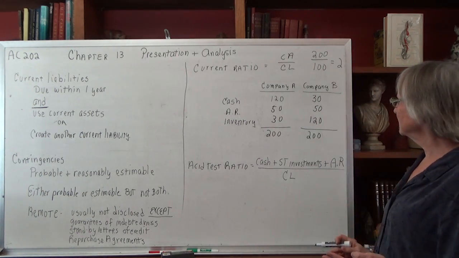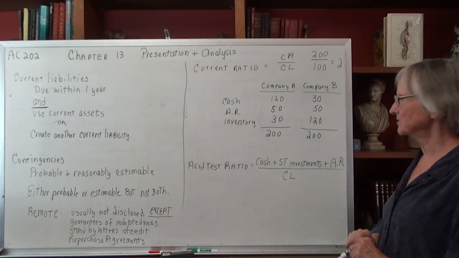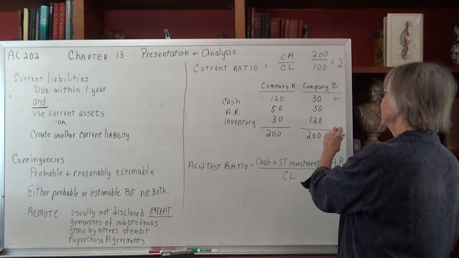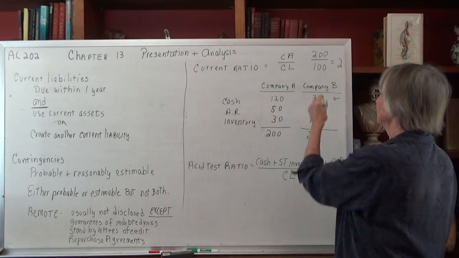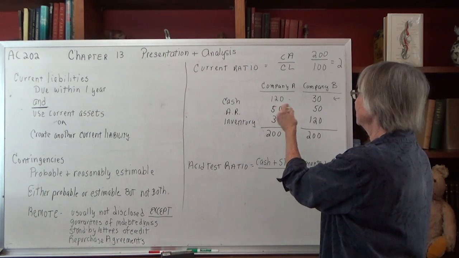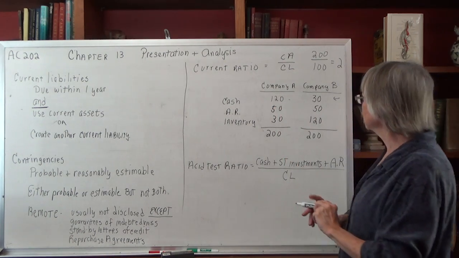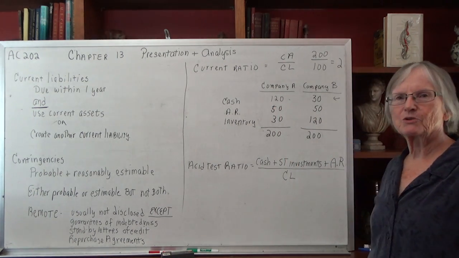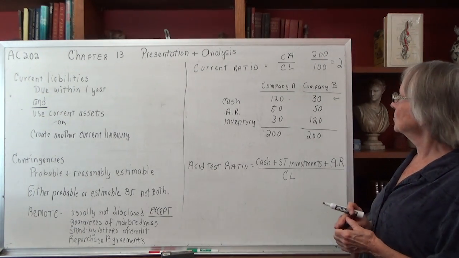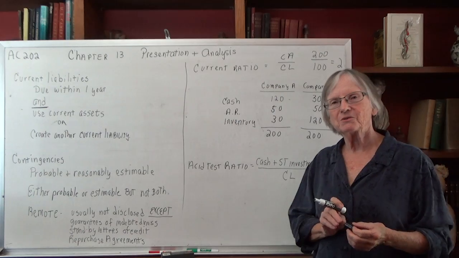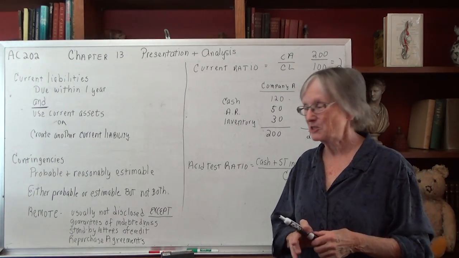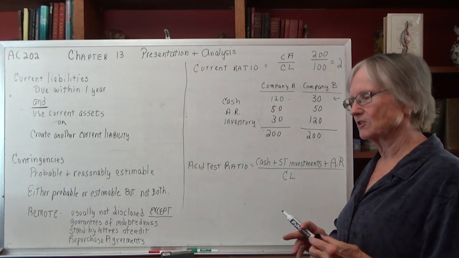But which company is better able to pay their bills? This company only has $30 in cash to cover the 100 in current liabilities. This one has 120 in cash, and the receivables are about the same. But you'd wonder, why is the inventory building up? Are they not selling it? Are they in trouble? What's going on here? So just to look at the current ratio is not enough. You have to look and see the composition of the current ratio, especially your current assets.